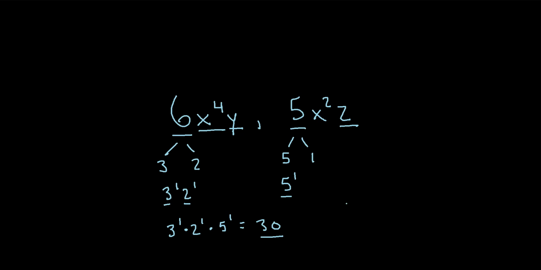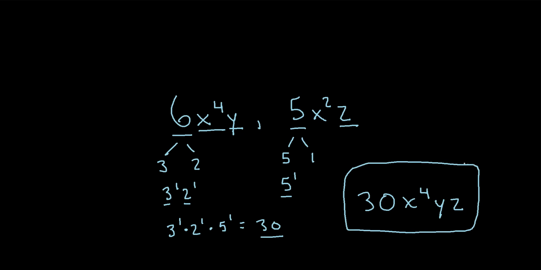So we can write our final answer as 30. Remember, we chose x to the fourth, y, z. This is the least common multiple between these two expressions.